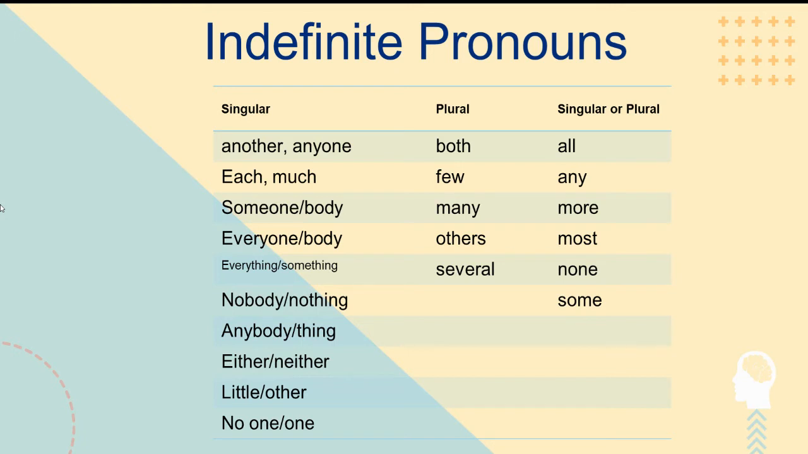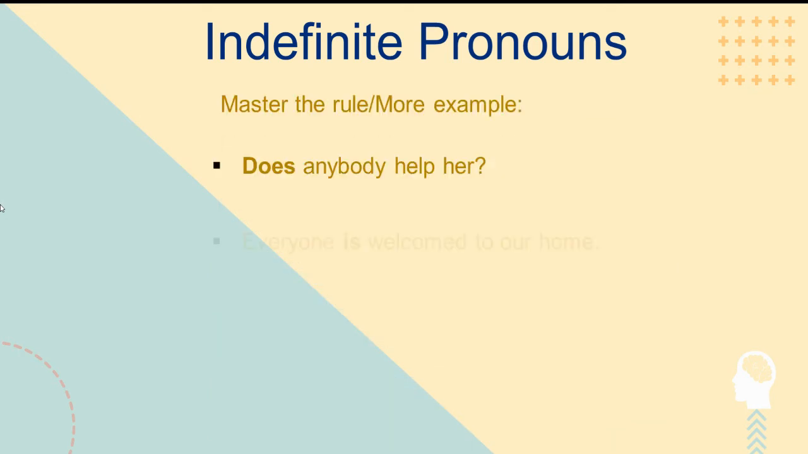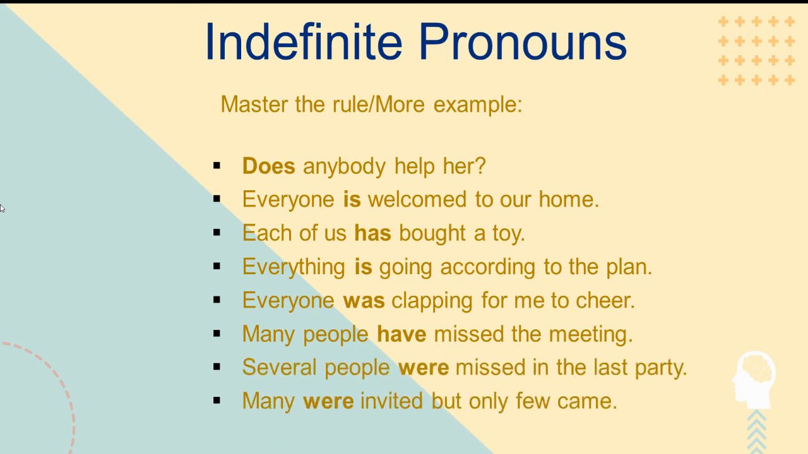Now, there are some cases in which some of these indefinite pronouns can be singular or plural depending on the context. So, for example, all, any, more, most, none, some, they are all singular or plural indefinite pronouns. Let's quickly see these examples now.